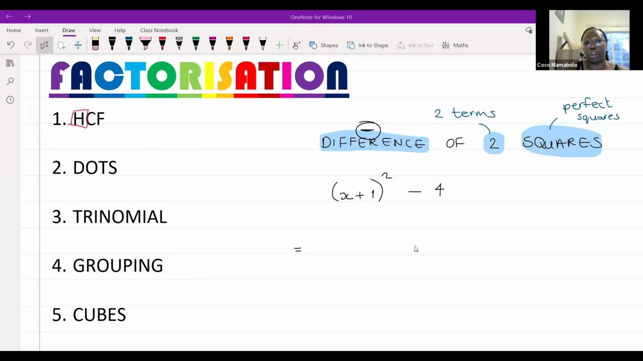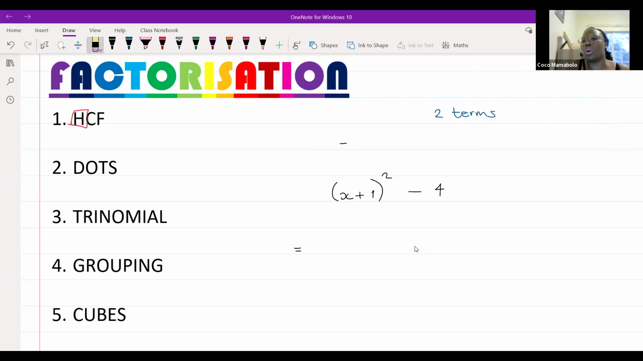Emmanuel says foil, but I want you guys to remember, we said that the first thing we must always do is read the question. And the question or the instruction says factorize. So I can't foil. I cannot foil, because my instruction says factorize. And if we're foiling, that's the same as simplifying. We don't want to simplify. We want to factorize.